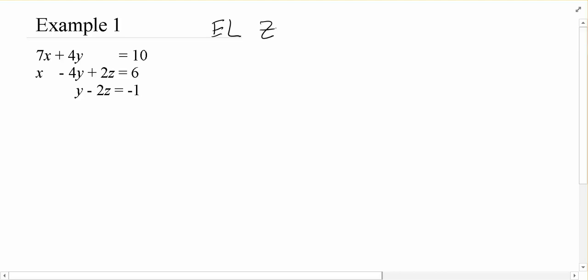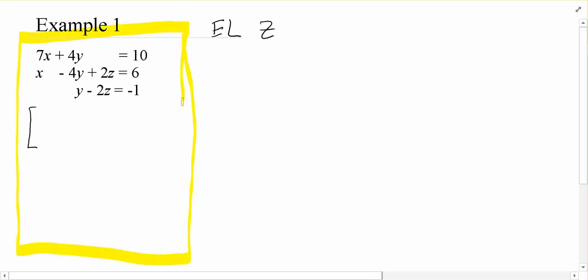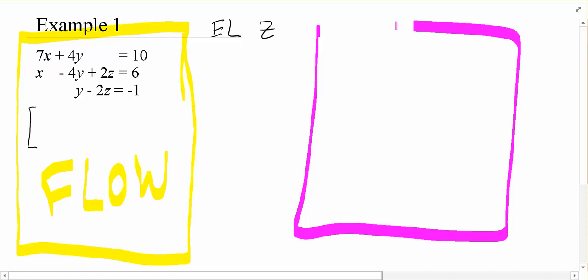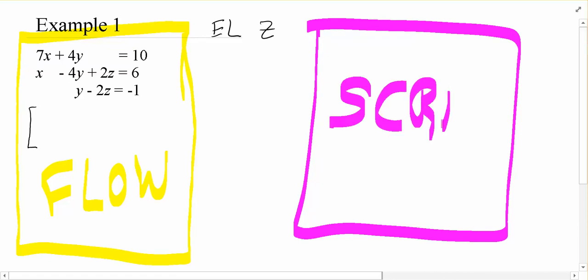Now, also as far as your organization, you're always going to make yourself a note that you're looking for two equations. I like to use a little bracket here, if you want to use braces or whatever, it doesn't matter. Make some sort of notation that your goal is to end up getting two equations that are both missing z. Now, what I like to do personally as far as organizing my work is keep the flow of the problem in one column here. So this is the flow of the problem. And then off to the side over here is my scrap.